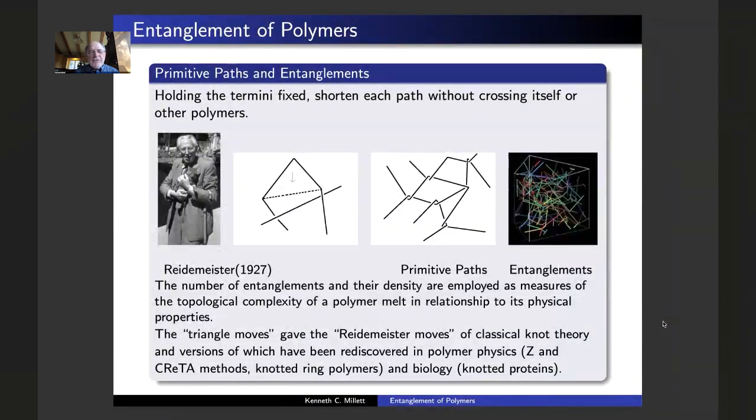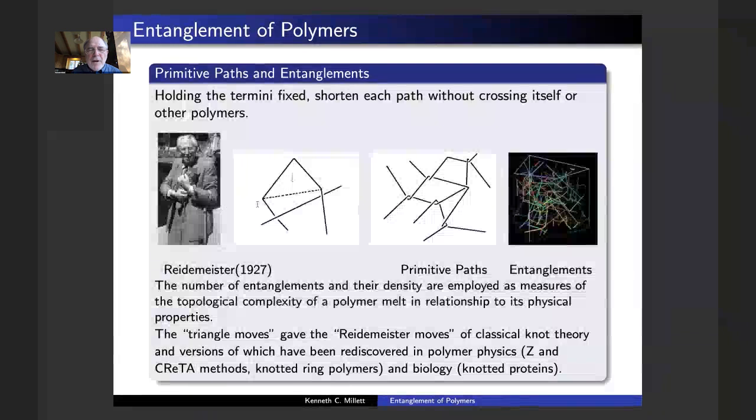Kurt Reidemeister, who is in the picture there on the left, described this for us using movements of polygons, which maybe we would call piecewise linear topology, by observing that if there was a triangle here in which nothing else enters this triangular region, you can collapse the triangle down to the dotted segment there.